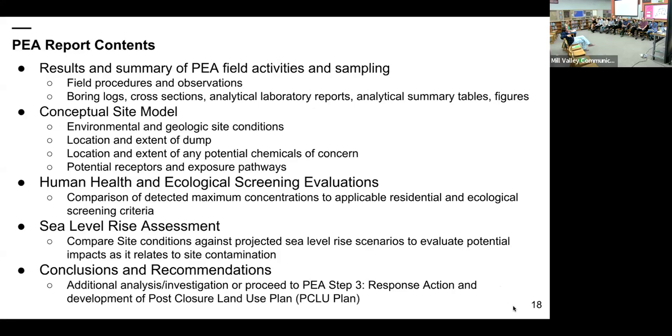And the recommendations can either be, we believe additional sampling is necessary to further define some areas of the site, or we believe the site is ready for remediation or mitigation. And then you'd go to step 3, which is actually looking at developing those remediation methods and looking at costs and stuff to actually perform that. And it would also be used to develop the post-closure land use plan, which is required by the LEA. And that report will also be available for public review after DTSC and LEA have a chance to comment and provide their feedback.